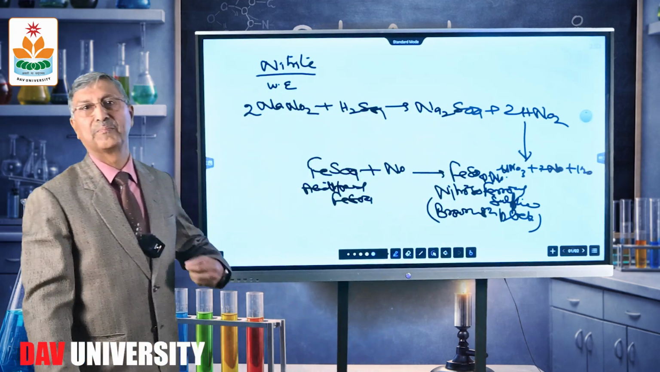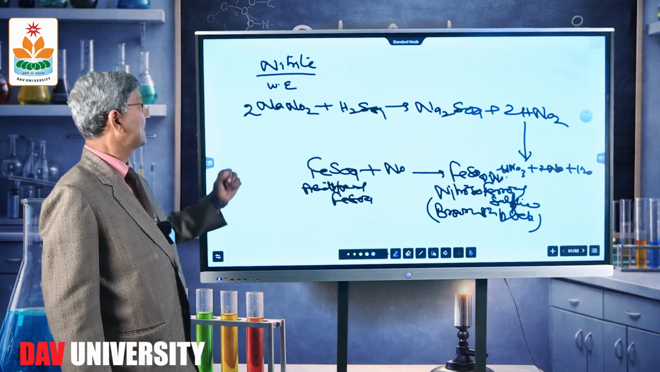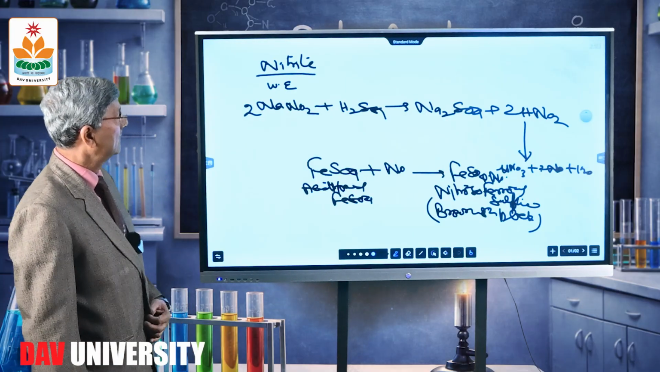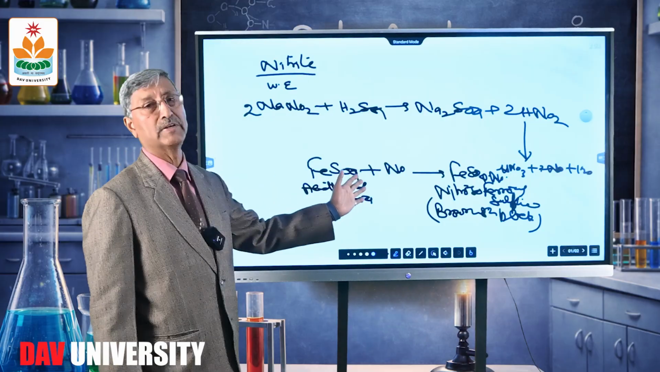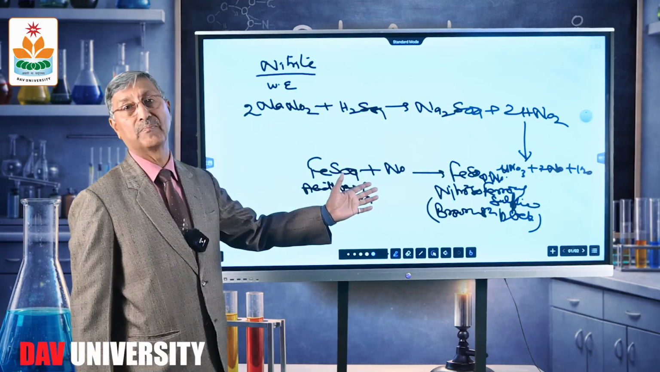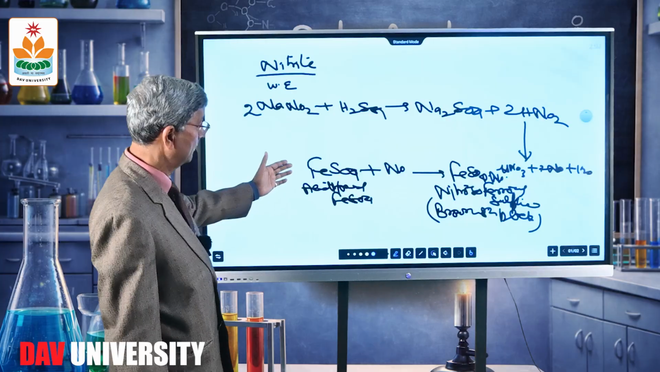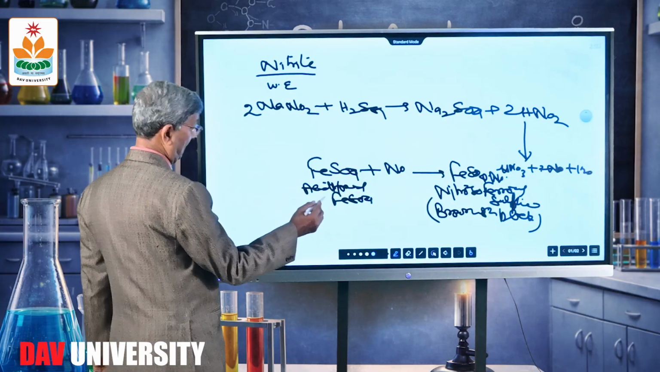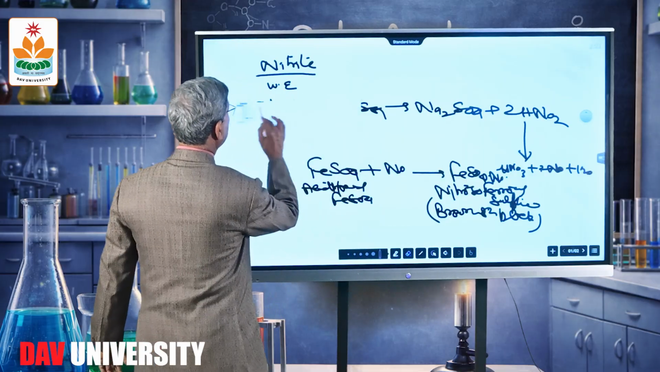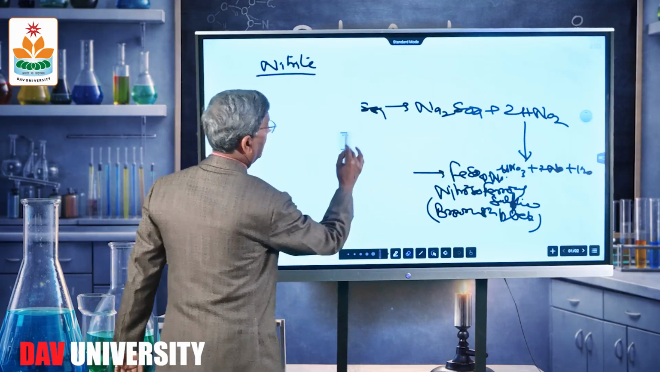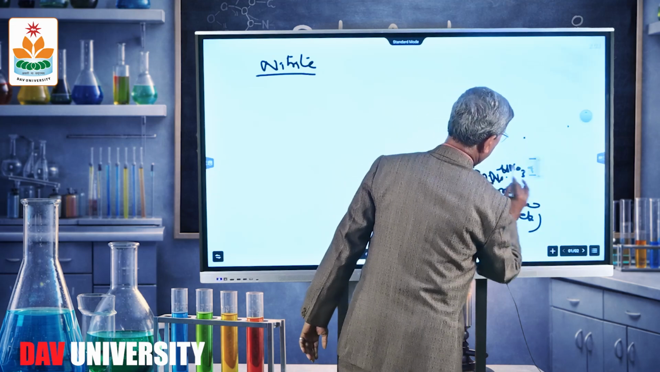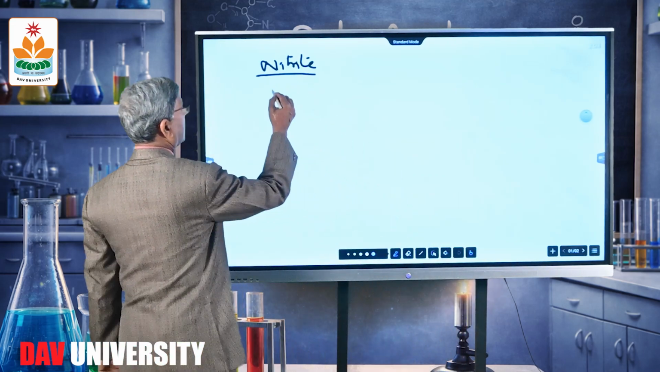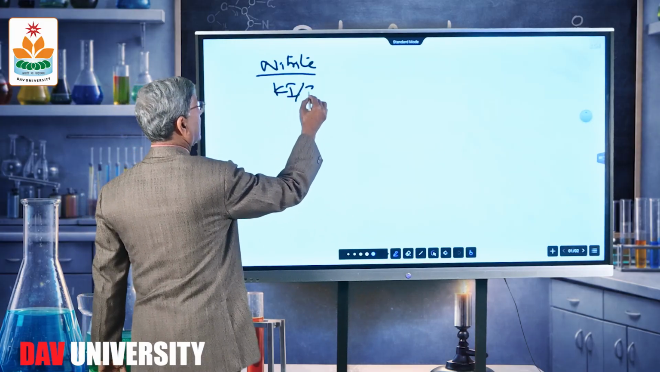So this test is that to the water extract, we add a few drops of dilute H2SO4, followed by the addition of acidified, freshly prepared ferrous sulfate solution. That solution will turn dark brownish or black due to the formation of this. So this is the ferrous sulfate test for nitrite. And then another test for nitrite is the KI/starch test.